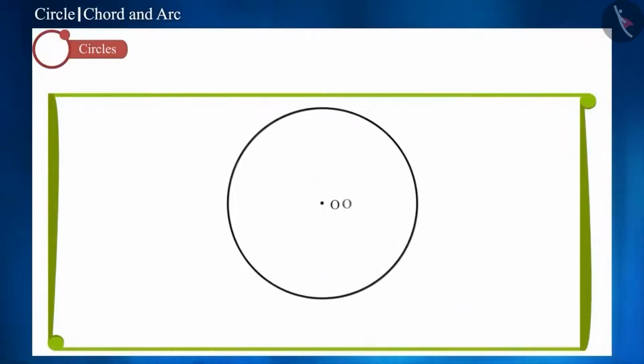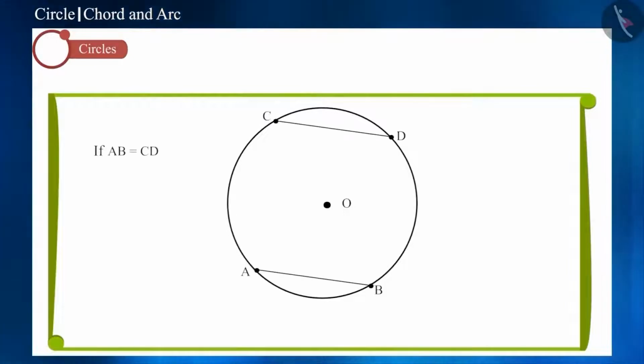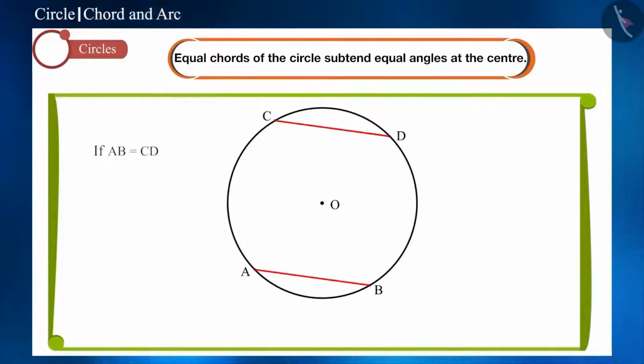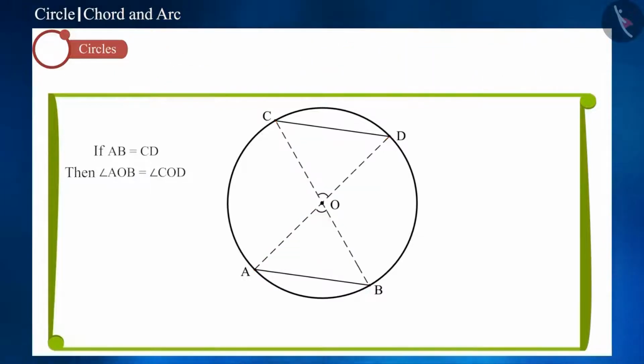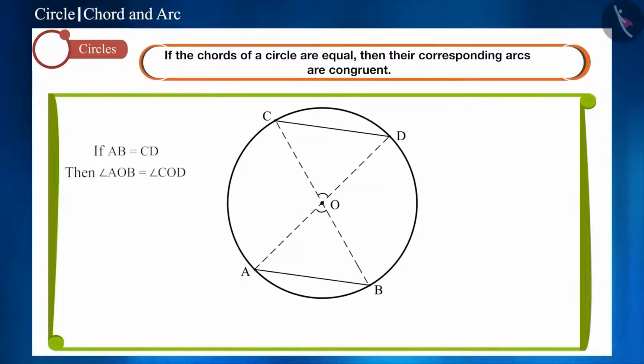If we make two equal chords in a circle, then we know that the equal chords of the circle subtend equal angles at the center. This means in the figure, angle AOB and angle COD will be equal. And now we saw that if the chords of a circle are equal, then their corresponding arcs are congruent. So, arc AB and arc CD will be congruent.